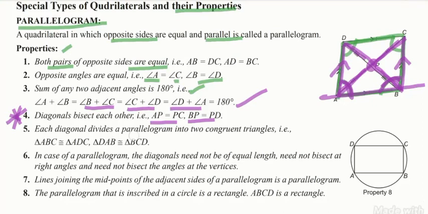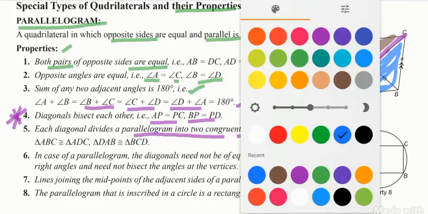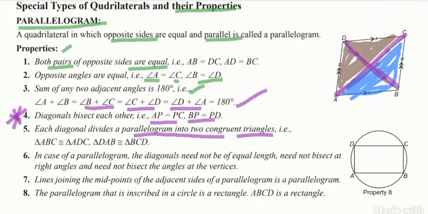each diagonal divides the parallelogram into two congruent triangles. Let's consider the diagonal AC. AC divides this parallelogram into two parts. The first one is the upper triangle, the second one is the lower triangle. Both triangles are congruent to each other. Special point, very important point. Next, if you consider the diagonal BD, then these two triangles are also congruent. So this point is very important, note it.